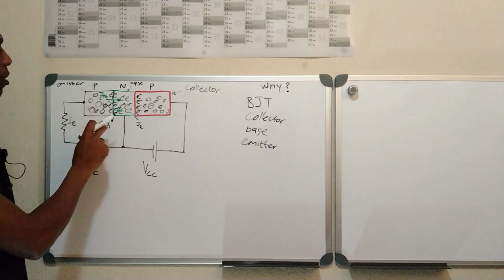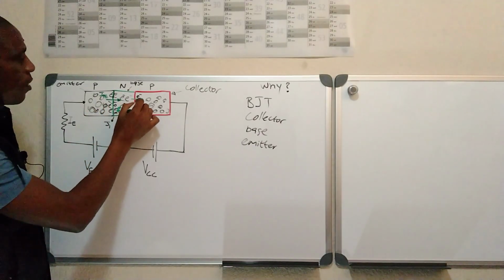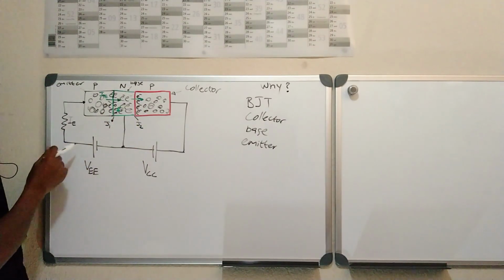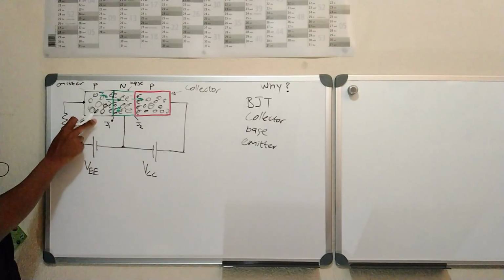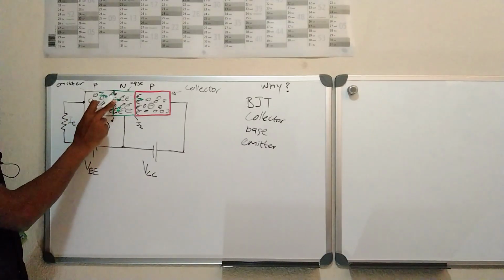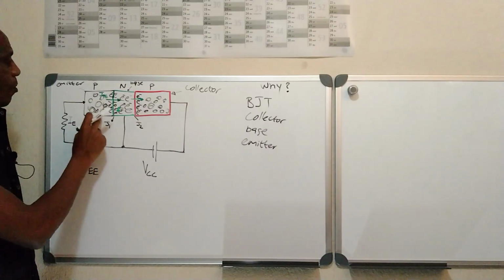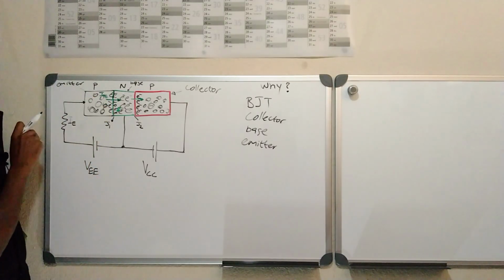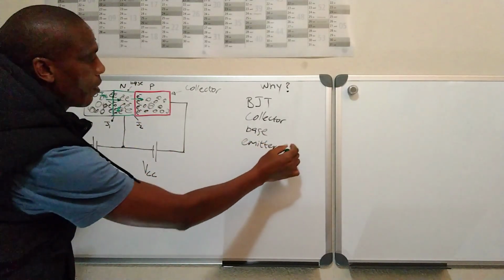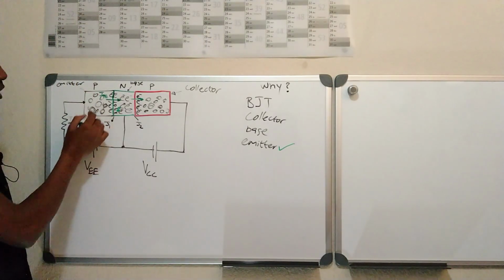But most of the holes will fuse again through this junction, which is the collector base junction. But now, as you can see, the emitter already has a purpose. Its purpose is to emit the charge carriers. The holes are also known as charge carriers. It emits the holes from the emitter through the base to the collector. That is why it is called an emitter, because it emits the charge carriers.